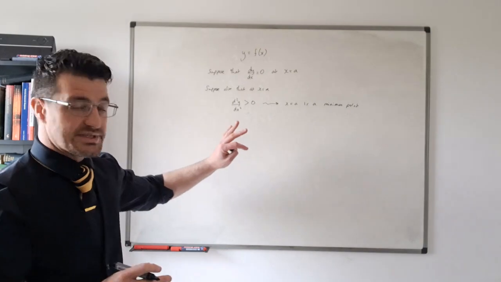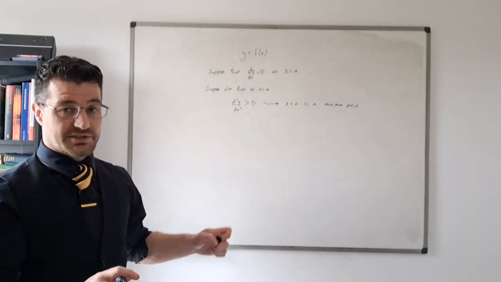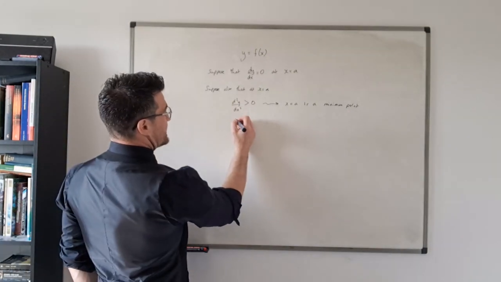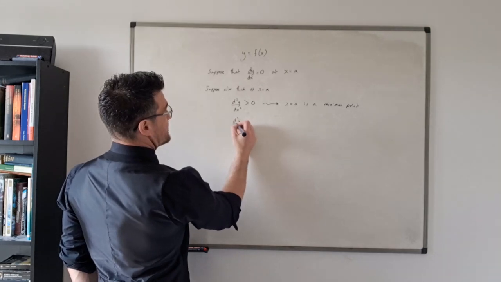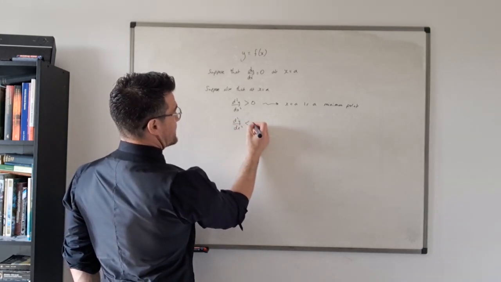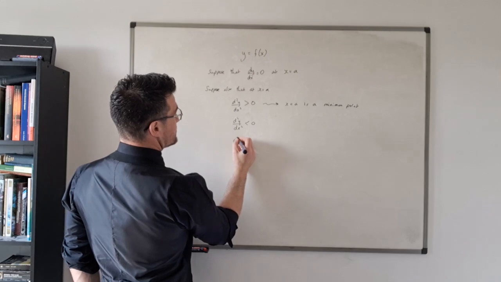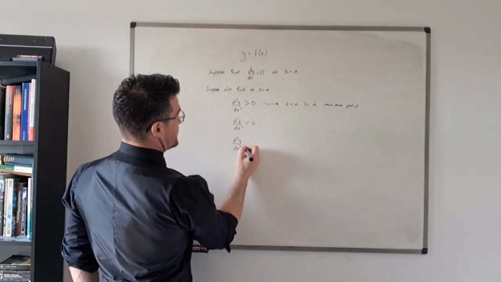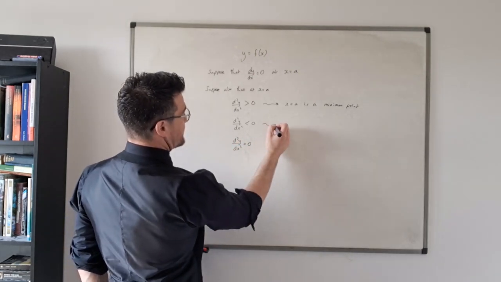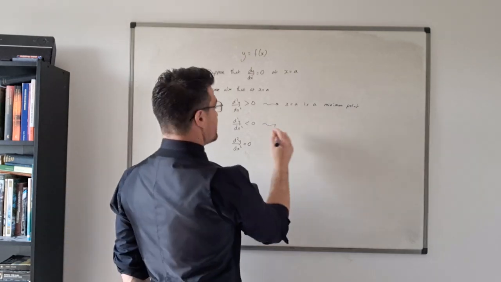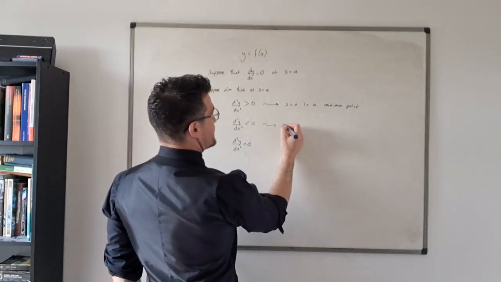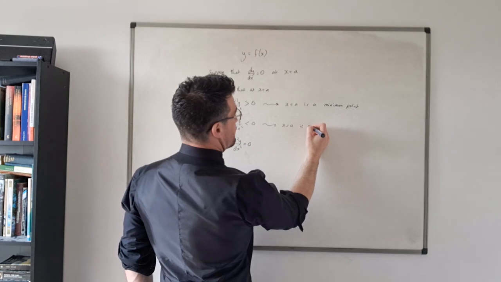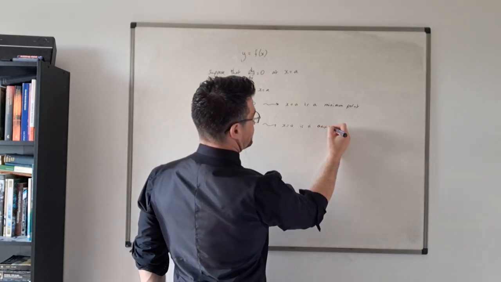Now, there's three possibilities for the value of d2y by dx squared. Either d2y by dx squared is greater than 0, it's less than 0, or d2y by dx squared is equal to 0. Okay, so if we've got greater than 0, x equals a is a minimum point, less than 0, x equals a is a maximum point.